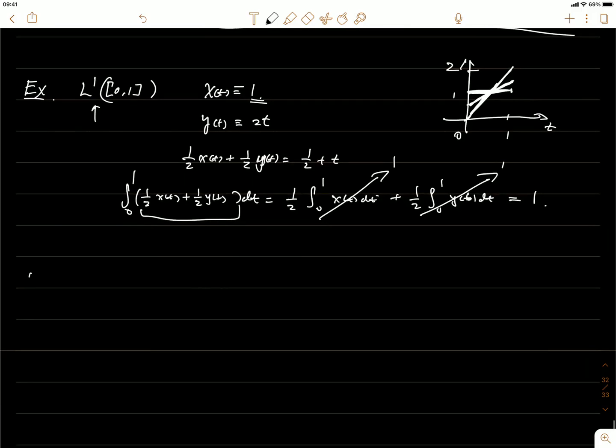Okay, let's see another example. How about this space?